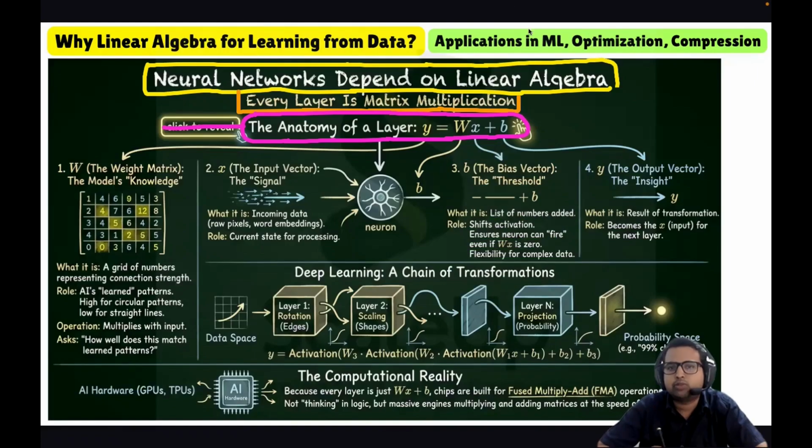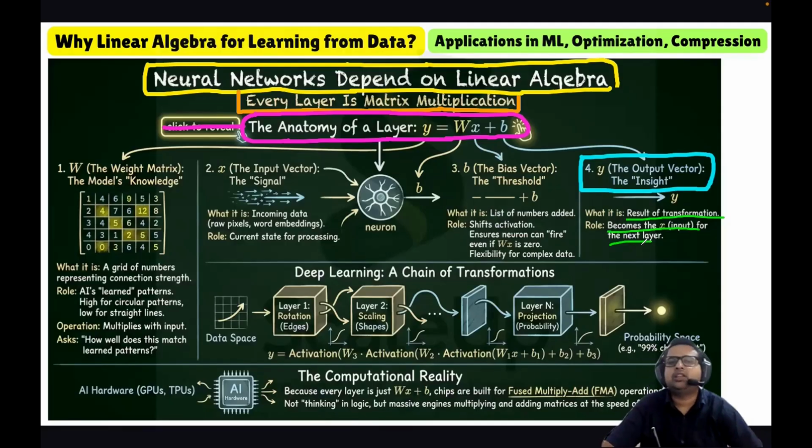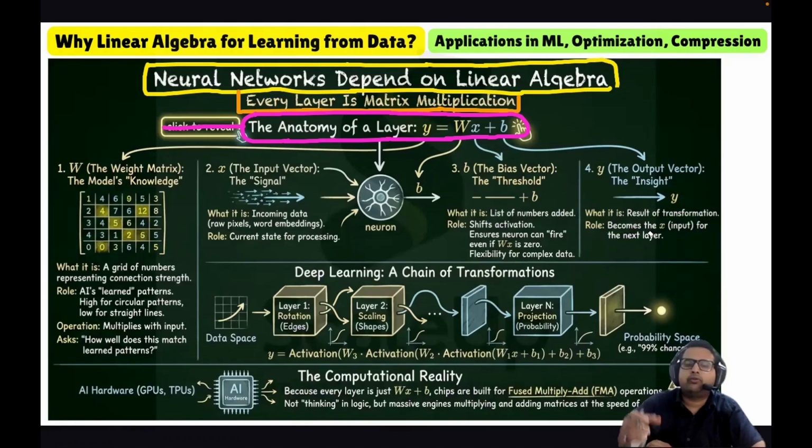Then we have small y, which is the output vector. This is basically the result of the transformation, and it becomes the input for the next layer. So it is now very clear that in every layer of a neural network, we will perform the operation y equals Wx plus b.